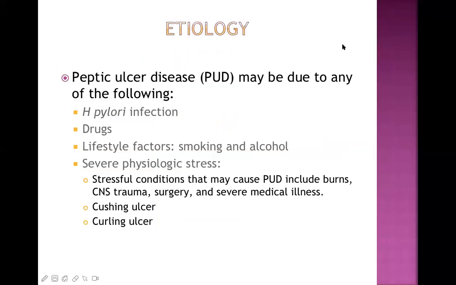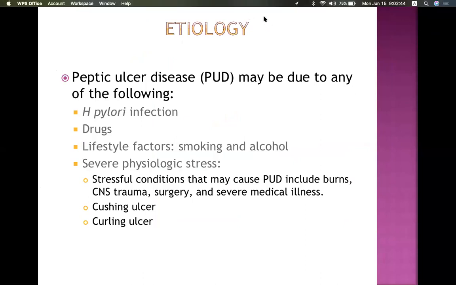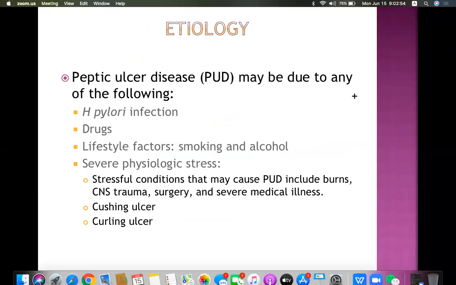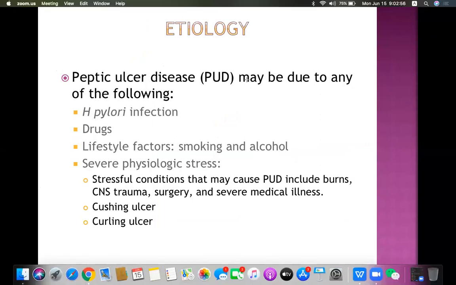Now, after going through all these important parts, let's talk about the causes or etiology of peptic ulcer disease. So many of them you already know, so just list them here, okay? Peptic ulcer disease may be due to any of the following. Helicobacter pylori, one of the major factors.